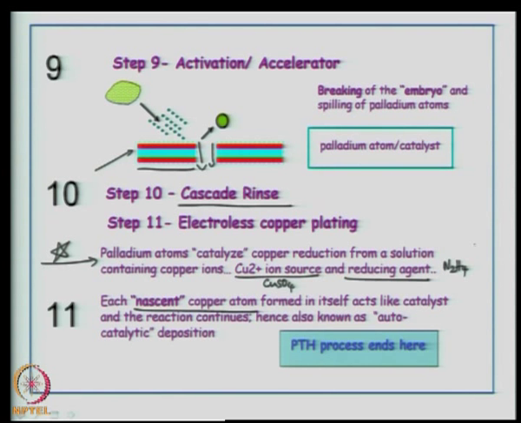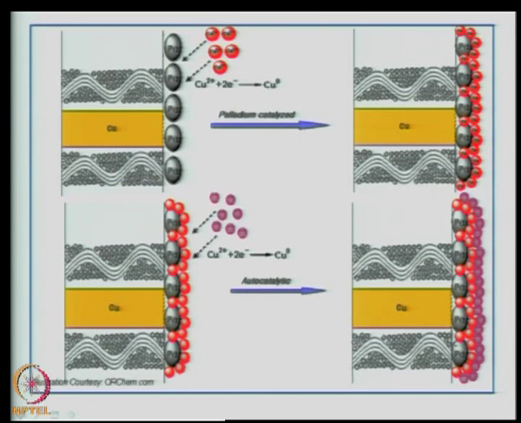So, the technologies available today are high ended. You can look at various technologies offered by various companies which offer highly reliable electroless copper solutions. So, at this point the PTH process ends, and I have given minimum information here regarding the electroless copper. You can look at various books for more description on electroless copper processes.